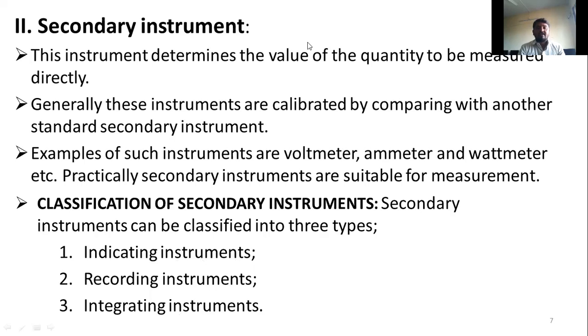All of you know very well, the name itself indicates it. Indicating instruments: if any meter is there, it is not going to display the value, it is just going to indicate. Already the scale will be there, 1 2 3 4 5, like that. Whichever value it is going to measure, it is going to indicate through a pointer that rotates over the scale. So those types of instruments are called indicating instruments.